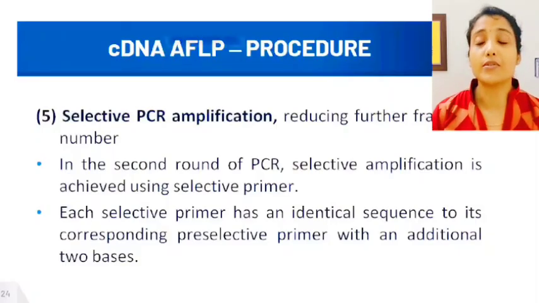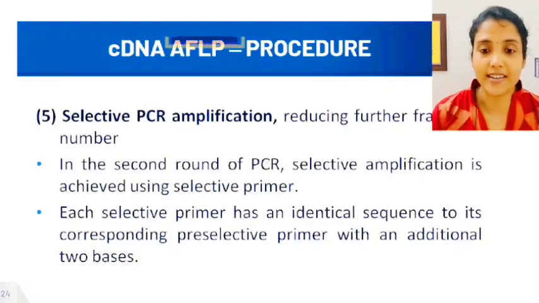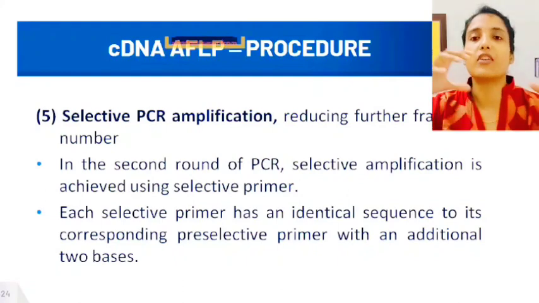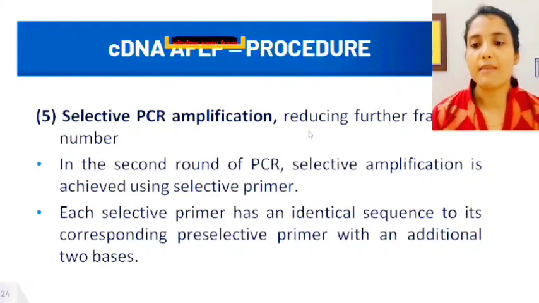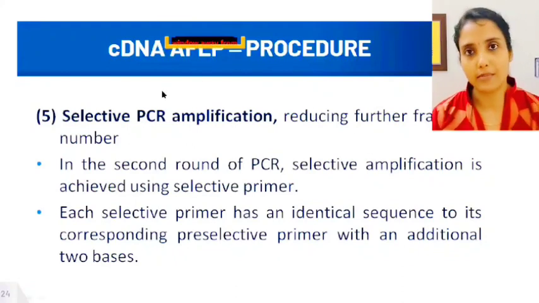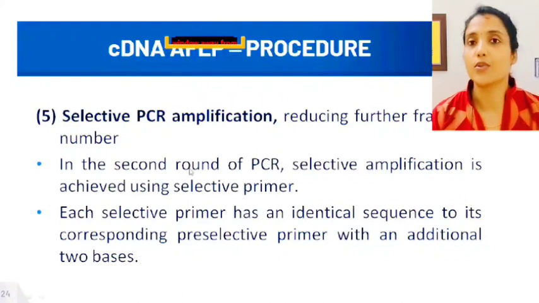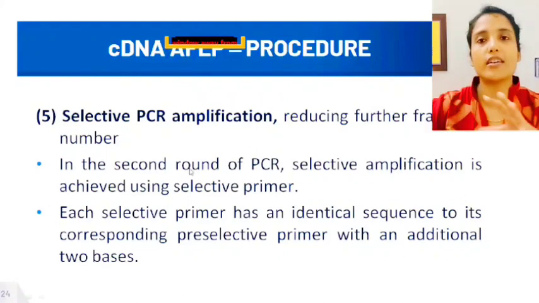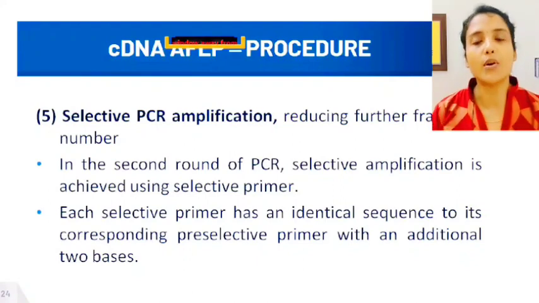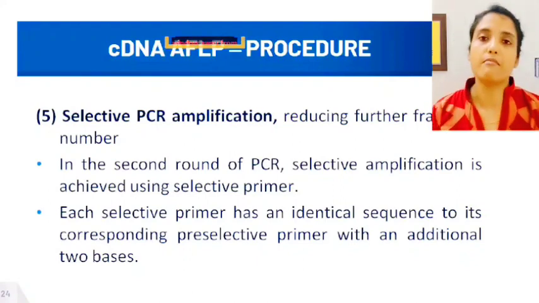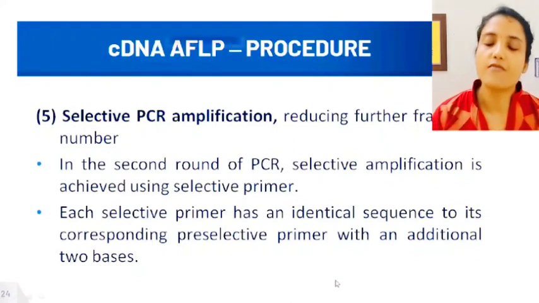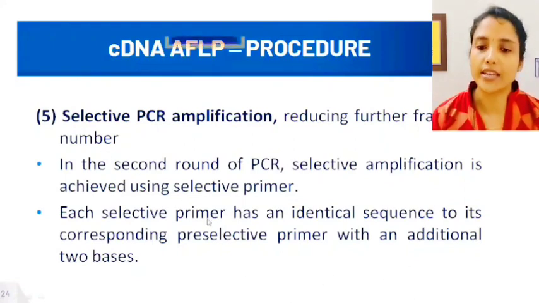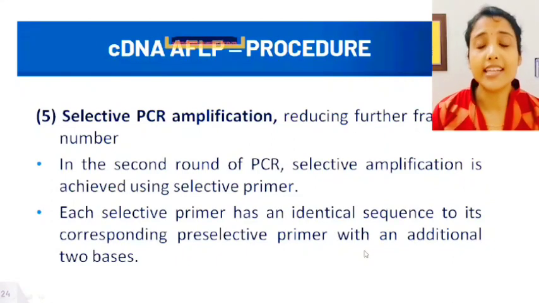In the next step, you're going to do the actual selective PCR. So here you're going to reduce the number from, say, 500 to maybe 50. Okay, how are you going to do that? Selective PCR amplification reduces the fragment number further. So the first round of PCR is over, and you have a certain number of fragments that have been amplified. In the second round, selective amplification is achieved using a selective primer. Each selective primer has an identical sequence to its corresponding pre-selective primer with an additional 2 bases.